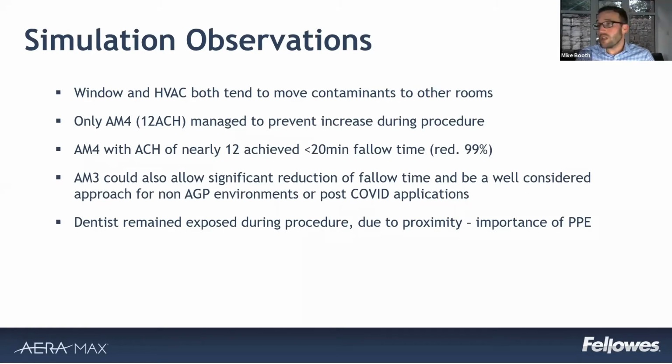But there's also consideration to a 6 air change per hour solution. Now, it could be that there's non-AGP rooms where you want this type of solution in place. It could be that post-COVID, when these fallow restrictions are no longer in place, that a 6 air change per hour solution is highly credible within the environment.